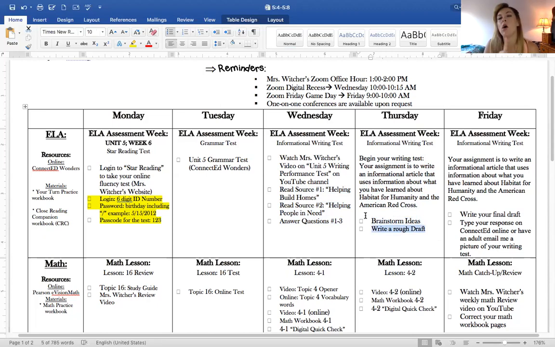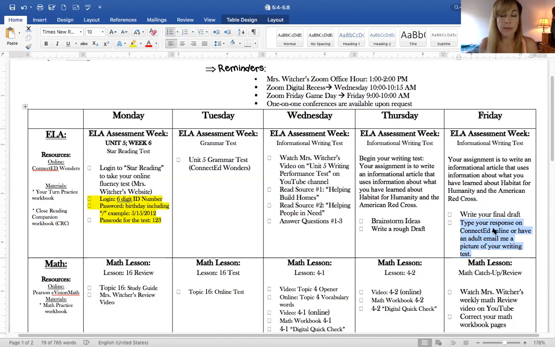And I'm going to come back to all of this on the workbook page, on your notebook pages, okay? Then on Friday, your assignment is to write an informational article that uses information about what you have learned about Habitat for Humanity and the American Red Cross. On Friday, you are going to write your final draft, okay? Then you're going to type in your answer into Connect Ed, where the to-do test is.